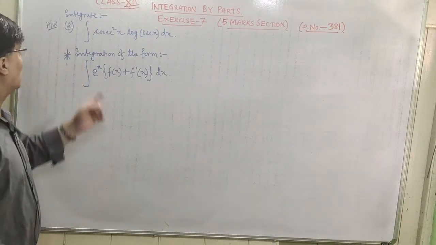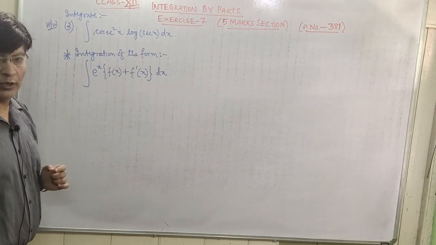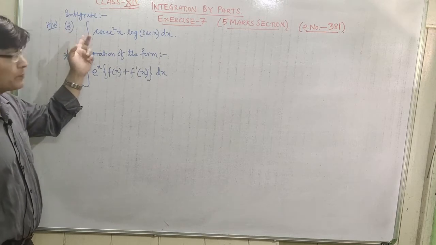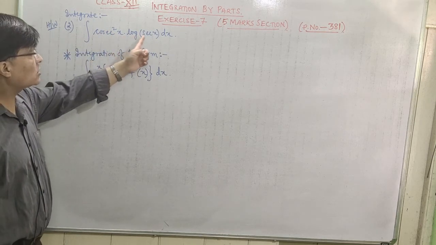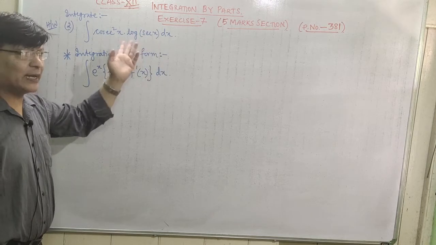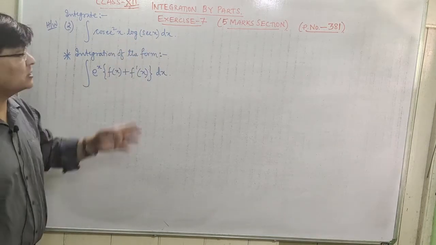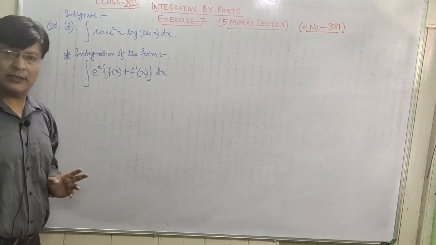So now this question number 2 will be a homework. That is, you have to integrate cosec square x log sec x dx. You can directly use integration by parts in this case. So this is your homework, right?